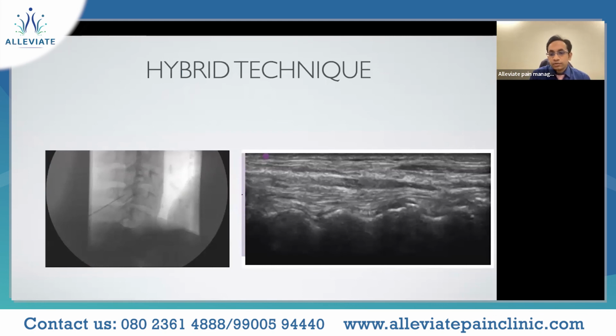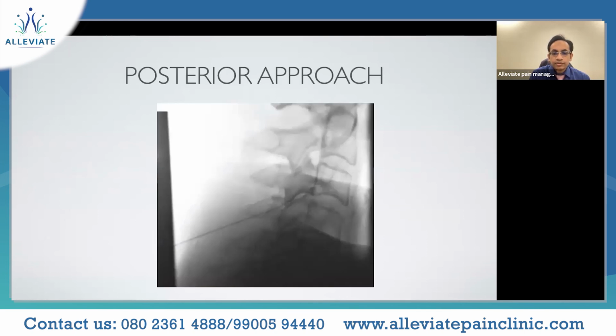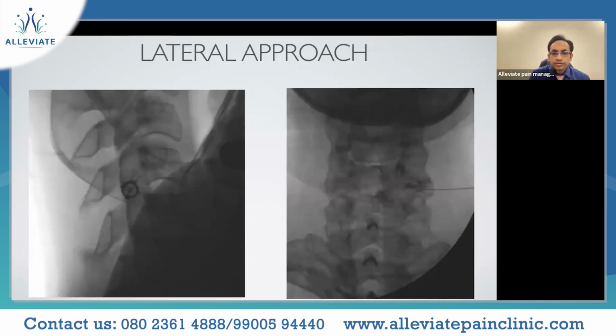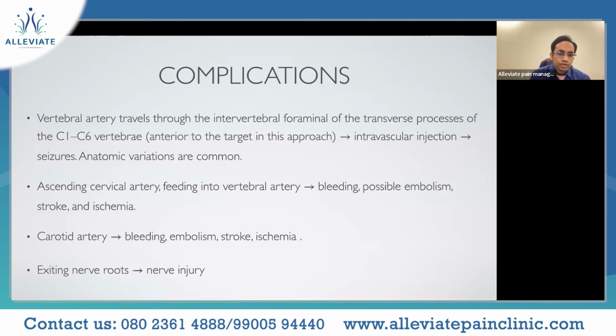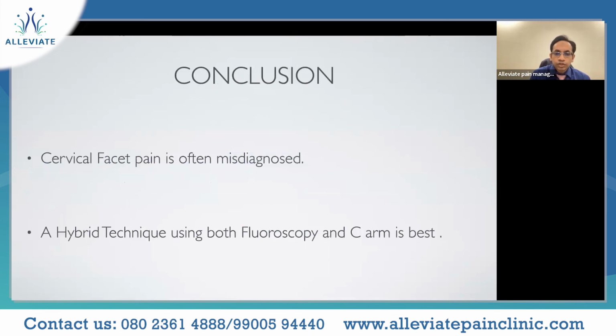The hybrid technique is what I usually prefer if I'm doing an RF. So here you can use both fluoroscopy and ultrasound. Intra-articular injections, again, I've kept just for theoretical interest. Over here, remember, you are just going inside the facet joints. The posterior or lateral approach can be done. I usually don't prefer doing intra-articular injections because of the complications, and they have a weak against or a negative level 4 recommendation.